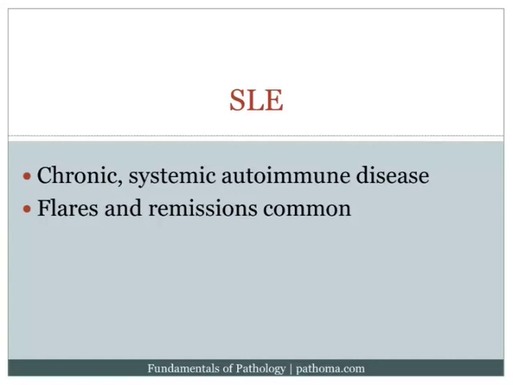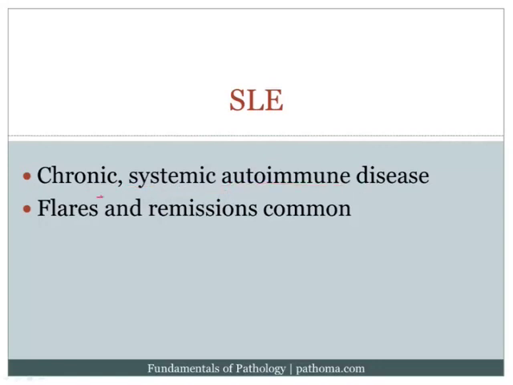And the most classic disorder that's associated with autoimmunity is this first disorder, which is called systemic lupus erythematosus, also often known as simply lupus. Now, this is a chronic disorder. Once patients develop it, they essentially have it for the rest of their life. It's a systemic disorder, which basically means that it involves multiple organ systems, and of course it's autoimmune.